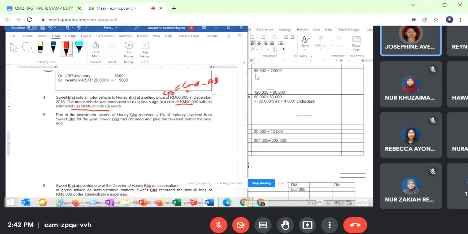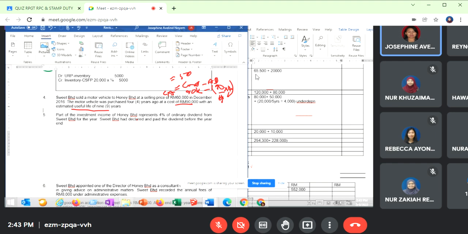So you take the cost 90,000, you minus the accumulated depreciation, and you times by 4 years, so 10,000. That will give you an accumulated depreciation of 40,000. So what is the carrying amount of the asset? That will be 50,000. So that is the carrying amount. You compare that to the selling price. The selling price is higher. So there is a gain. There is a gain on this disposal of this asset.